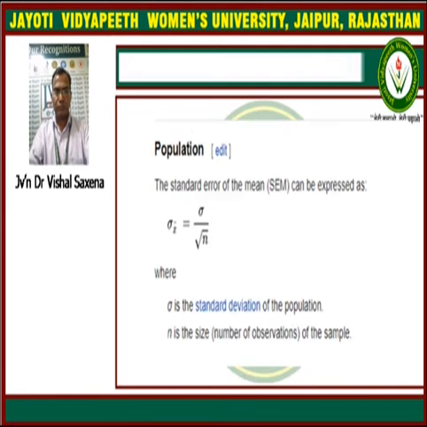Now, what is the formula for the standard error? The standard error of the mean can be expressed as sigma x bar equals sigma upon square root of n, where n is the size of the sample and sigma is the standard deviation of the population.